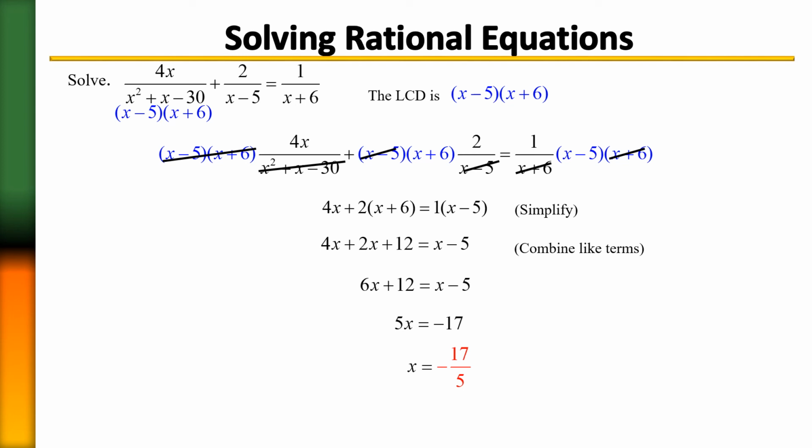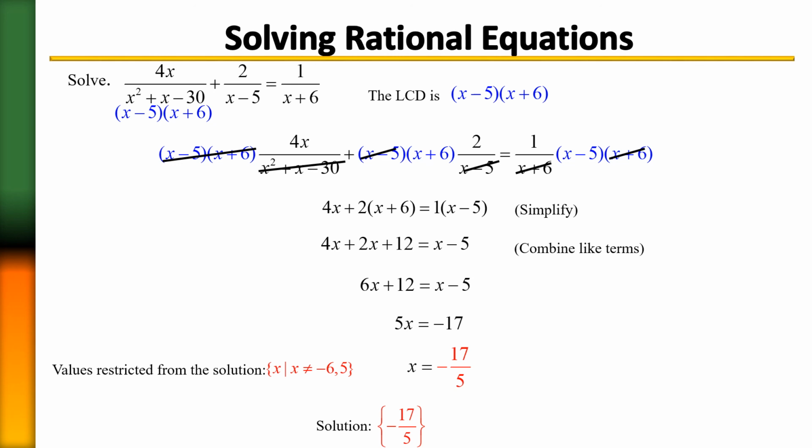Last, we always go back to the top of our equation to look at the denominator to find out what numbers would make it undefined and make sure our solution is not that number. Where we can see here that the only numbers that are going to make the bottom undefined is positive 5 and negative 6. And since neither of those numbers is my solution, that means I get to keep my solution of negative 17 over 5. And that is the solution to this equation.